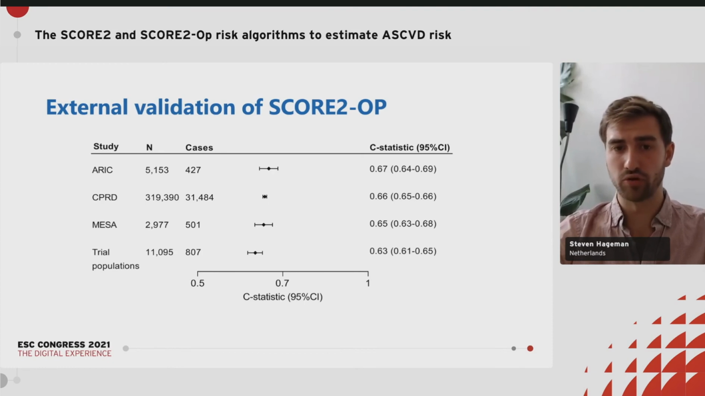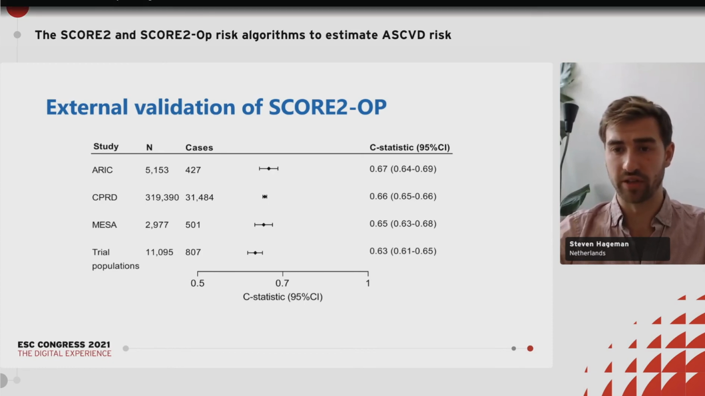External validation of the SCORE2 OP model showed adequate discrimination in all external validation cohorts. Discrimination ranged from 0.63 in the combined population of all trials up until 0.67 in the ERIC study.